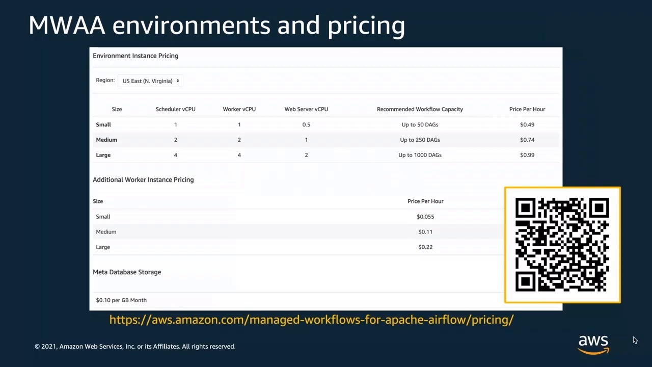This is a screenshot from the pricing guide today. This is the pricing for the region in US East Northern Virginia, or US East 1, which you could follow or find the information for the region that you're doing this at the link or the QR code seen here.